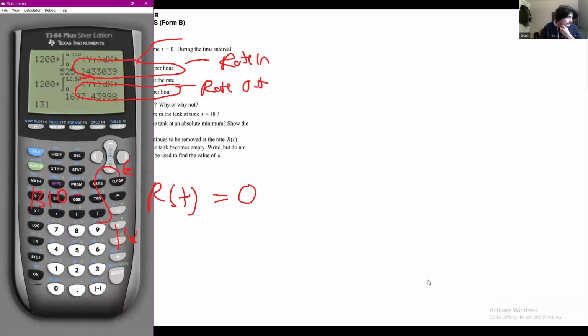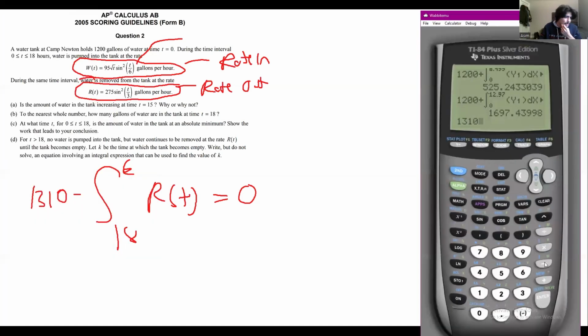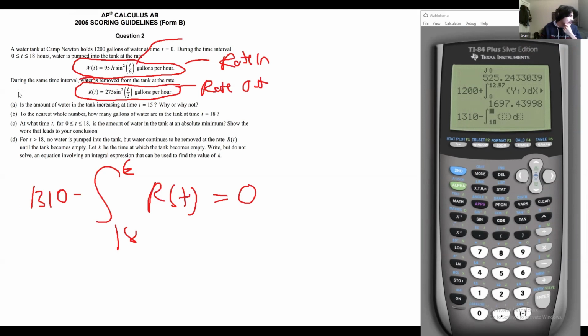Oops, this shouldn't have gone there. Actually, basically, guys, they said that you don't need to solve it. I was almost solving it. So write it but do not solve. You just have to write this as your answer.